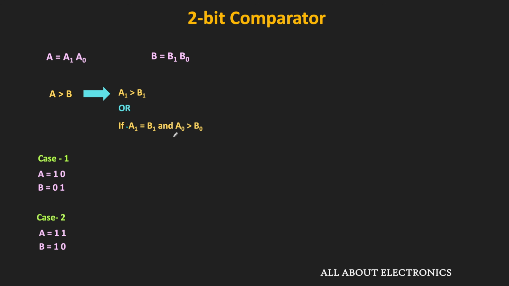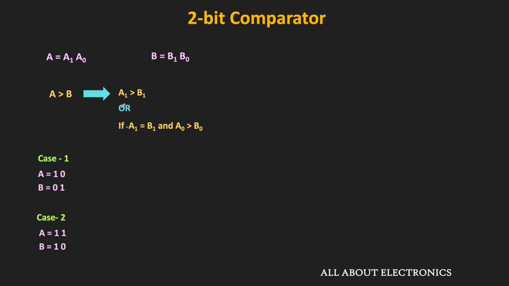So to compare the two numbers, we will once again start from the MSB. In this case, both a1 and b1 are equal. That means now we will move to the next higher bit. In the next higher bit, a0 is equal to 1 while b0 is equal to 0. And since a0 is greater than b0, we can say that the number a is greater than b.